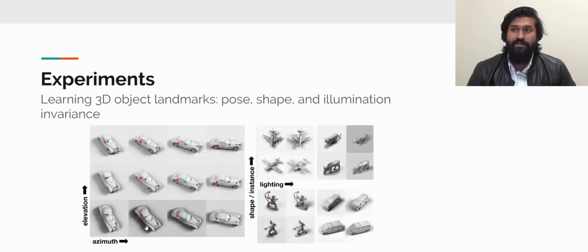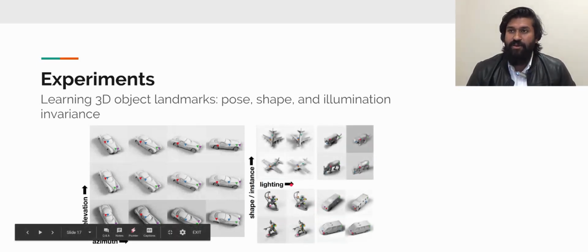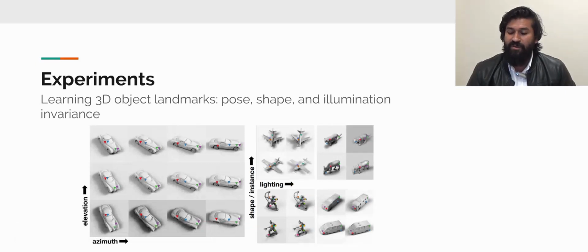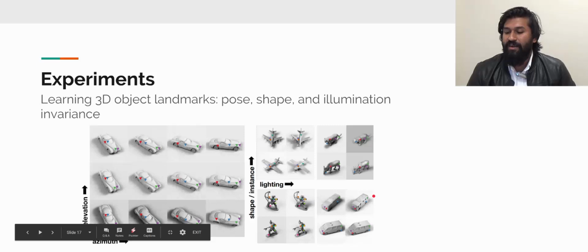And they have also shown that their method is invariant to lighting, that means illumination changes, as well as that it works for various kinds of objects. Here they were able to detect landmark points for planes, and here for model animals and buses as well.